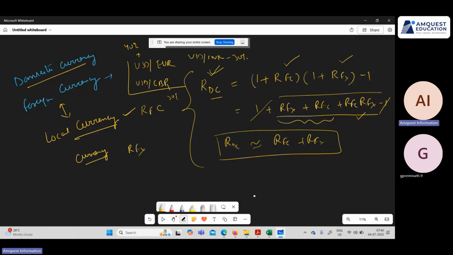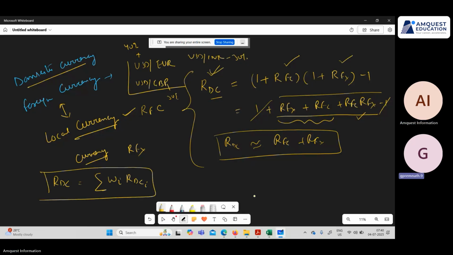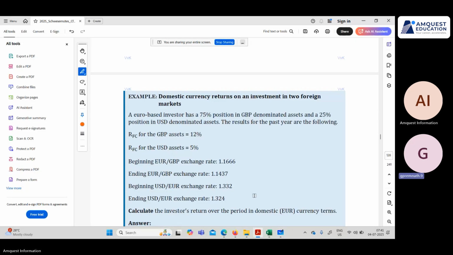So isn't it right to say that I can have WIRDC, which is my total sum of the returns? I would call this as I. Is that okay? Do we solve this? Yeah, absolutely. No, you need to solve this. Is it difficult?